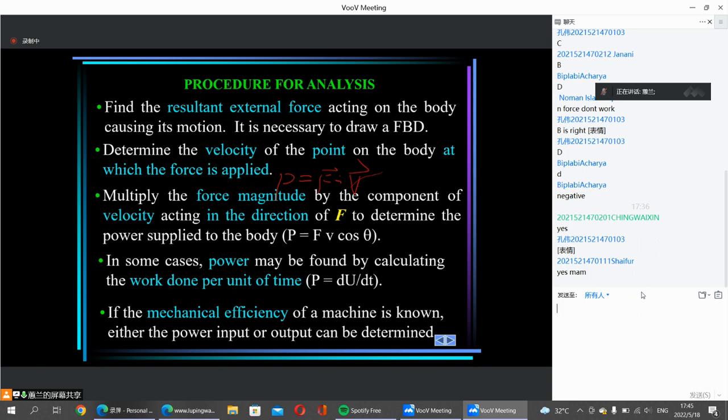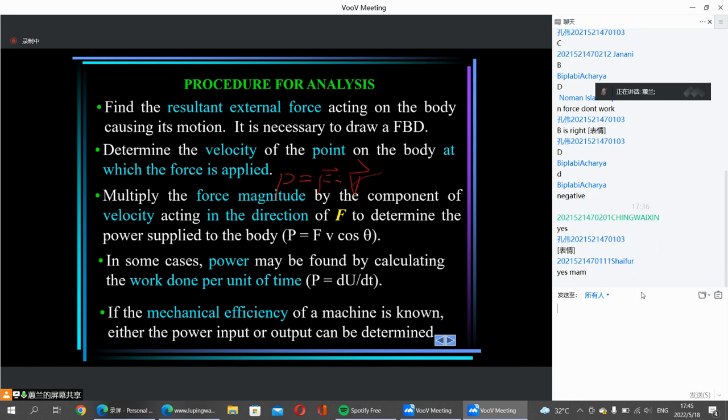Sometimes power may be found by calculating the work done per unit of time. That means if you find out the work is a function of time, we can take the first time derivative of the work to find out the power.